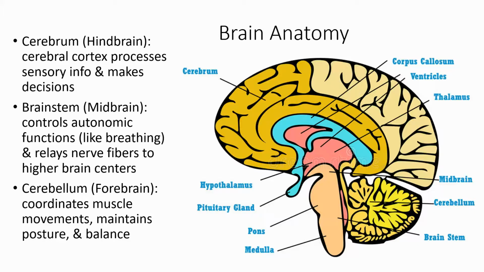That's got the cerebral cortex that takes in sensory info. The brainstem is the midbrain. It controls stuff that's not voluntary. So that can control your breathing, and it also sends information higher up. The cerebellum is the hindbrain. It's literally named little brain, and it's involved in coordinating movement.